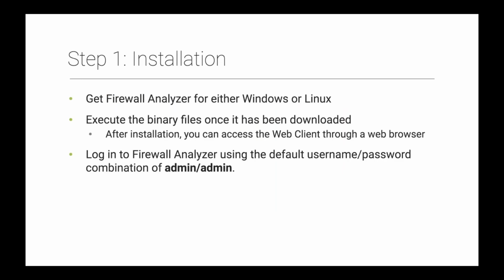With the basic requirements fulfilled, you can install Firewall Analyzer. You can download Firewall Analyzer for Windows or Linux, 64-bit or 32-bit according to requirement. If you're a global enterprise, download the distributed edition. Execute the binary file and post-installation, access the web client through the web browser. Login using the default username and password, which is admin.